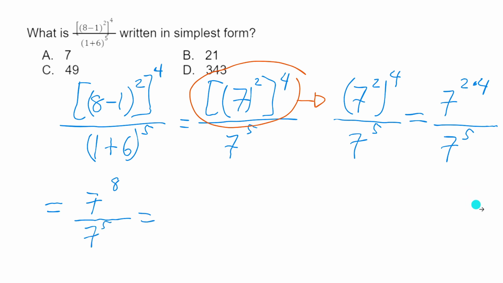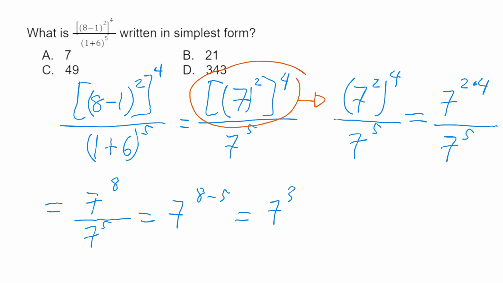What do we do now? Quotient rule. It's going to be 7 raised to 8 minus 5. The answer is 7 raised to 3. Sir, do I still need to simplify? Well, this one says written in simplest form. Okay, we have to simplify.